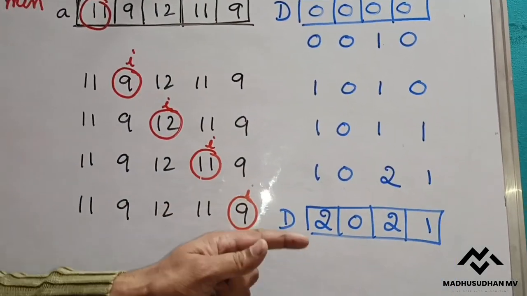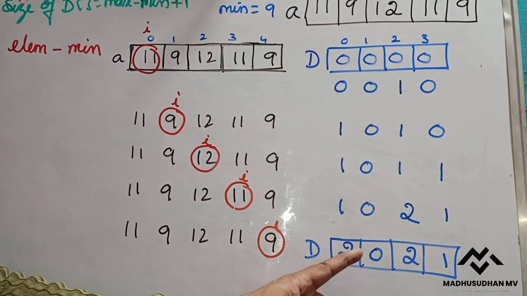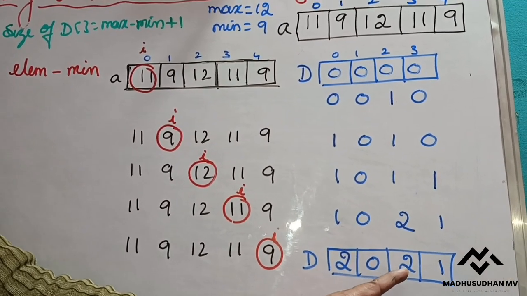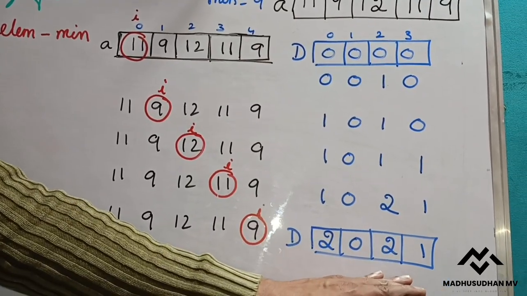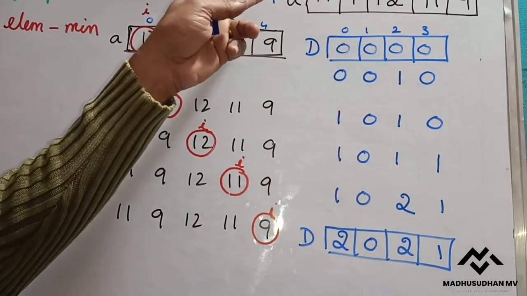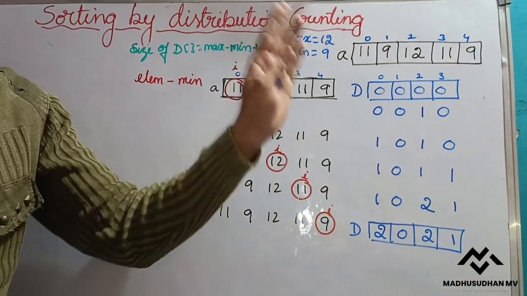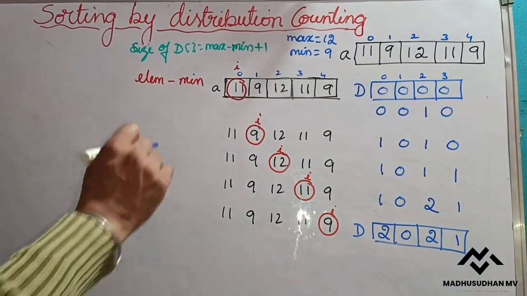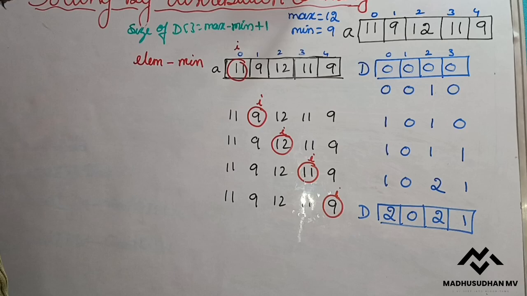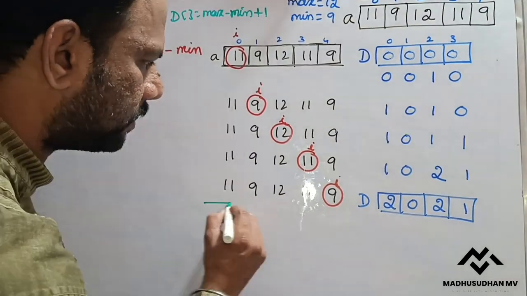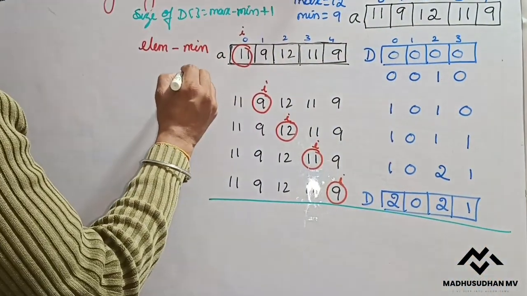This is what we got. That means 9 occurs 2 times, 10 occurs 0 times, 11 occurs 2 times, 12 occurs 1 time. This is the frequency of occurrence of each element in the range 9 to 12. This is what we found. Now the second step is over. We found the frequency of occurrences.